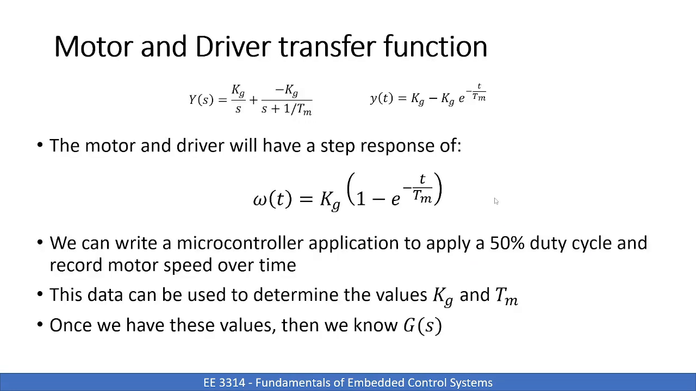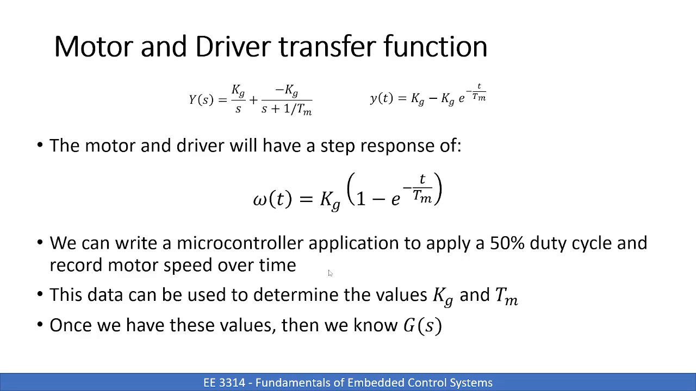Okay, so we looked at the motor and driver transfer function before in the DC motor modeling, and we saw that this is really just kind of a first order system, and ends up having a step response that looks like this, where the angular velocity of the motor is some constant Kg times this (1 minus e to the minus t over tm). So kind of a final value and dynamic exponential response, which is typical of a first order system.